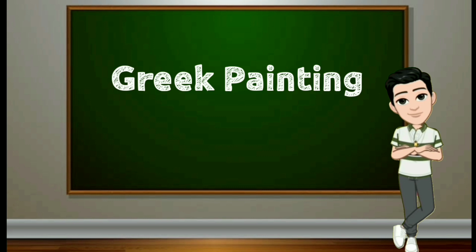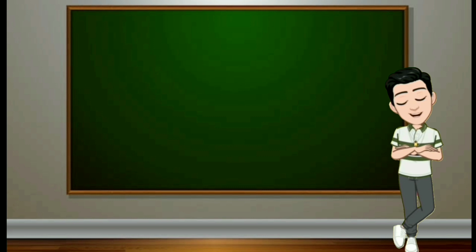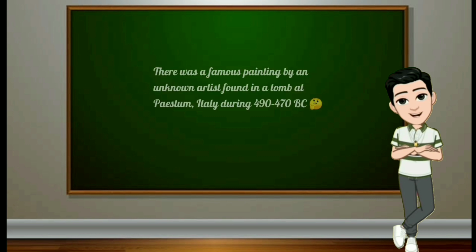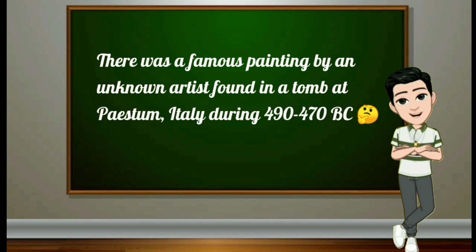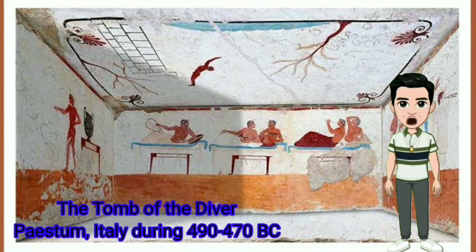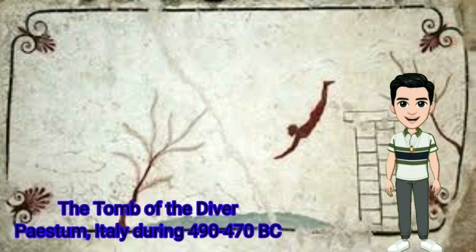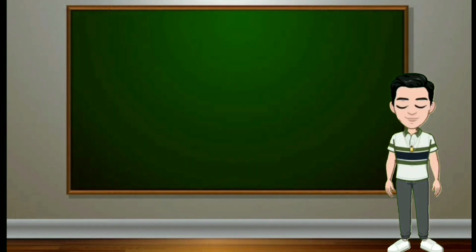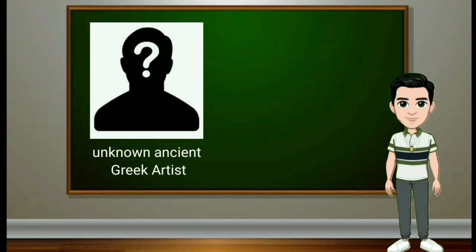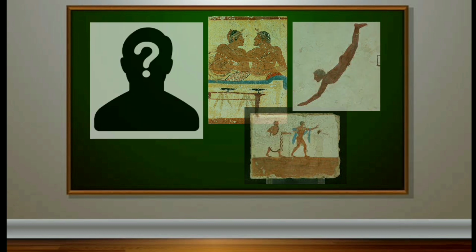We know the paintings of their artists, but did you know that during the Greek art period, there was a famous painting by an unknown artist found in a tomb of Paestum, Italy during 490 to 470 BC. People during that time did not want to claim this beautiful work of art for many reasons. One reason is that maybe they would suffer from torture. But for me, these ancient Greek artists show great skills in drawing and a good understanding of human anatomy.